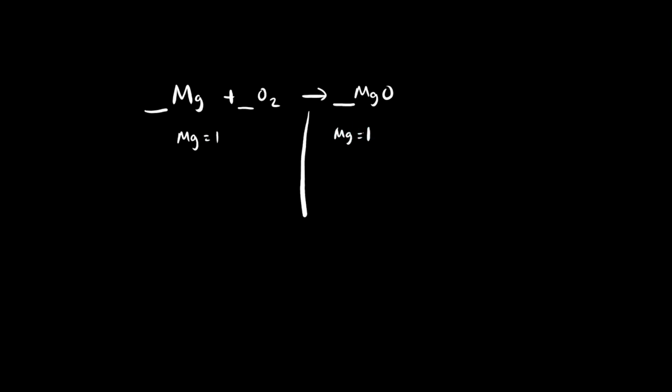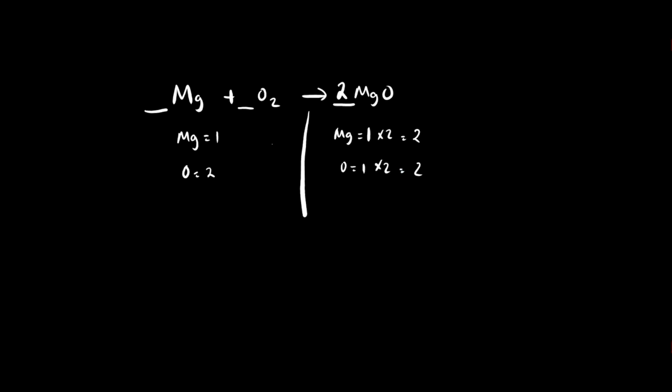So for this example, we have one magnesium atom on both sides of the equation, so no problem there, we're balanced. And on the left hand side we have two oxygen atoms, on the right hand side we have one. So in order to balance the oxygen, we need to introduce a coefficient of 2 in front of the magnesium oxide. So now, instead of having one magnesium and one oxygen, we now have two magnesium and two oxygen. So we've balanced the oxygen.